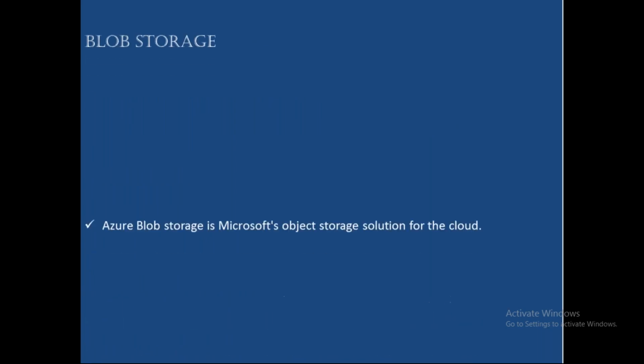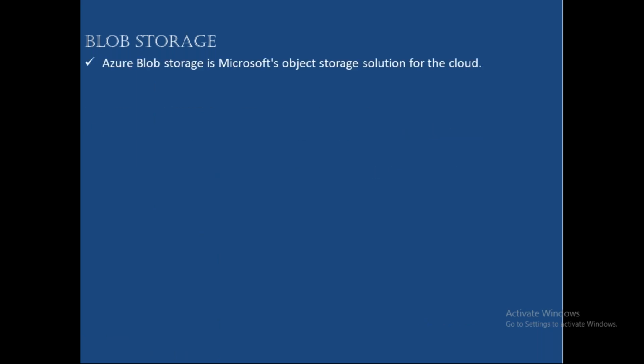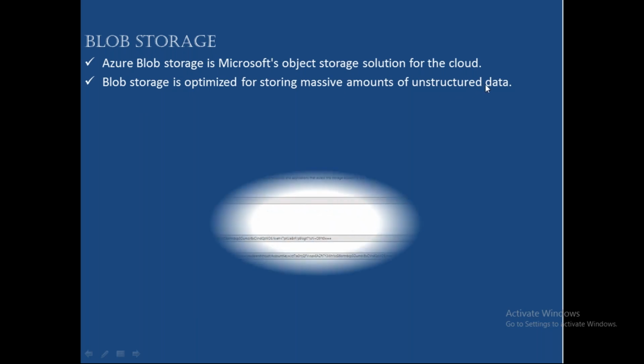Let's see now first blob storage. We know Azure Blob Storage is Microsoft's object storage solution for the cloud. This is the object storage solution for the cloud. So in this blob storage, what we can do is we can keep all our images, audios, videos. What is this? This is nothing but unstructured data. How much data we can put? We can put unlimited data. It's nothing but a massive amount of unstructured data we can put in the blob storage. That's why you can see blob storage is optimized for storing massive amounts of unstructured data.